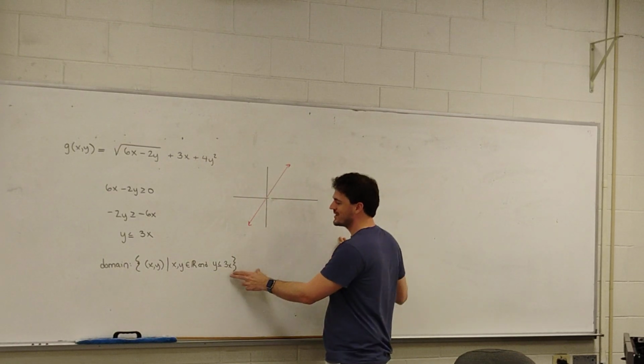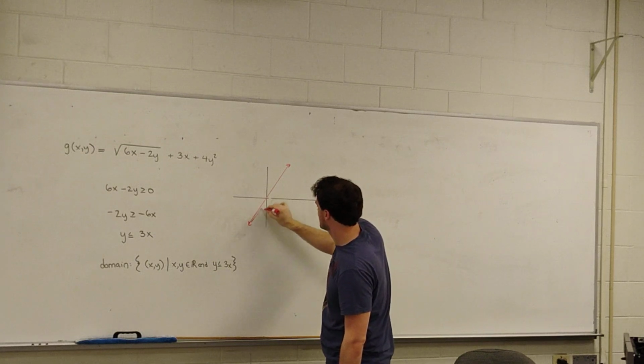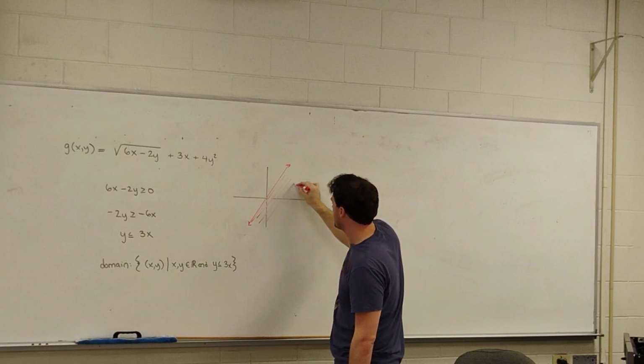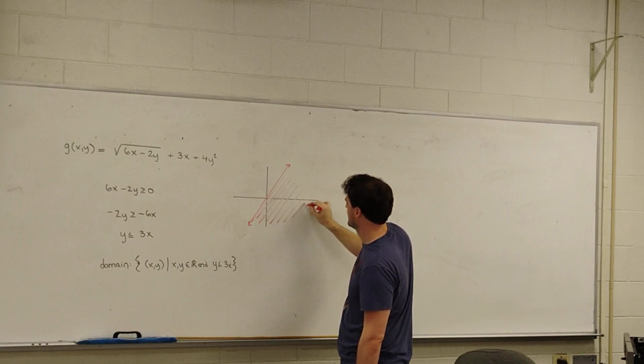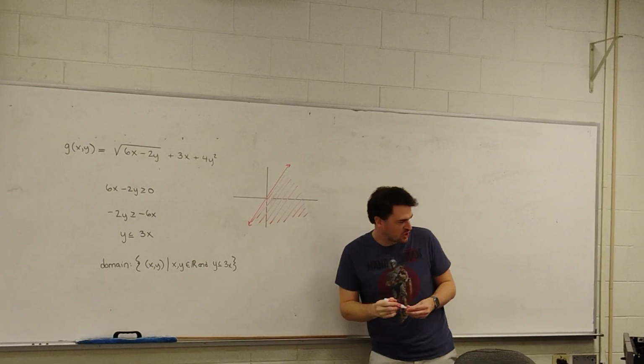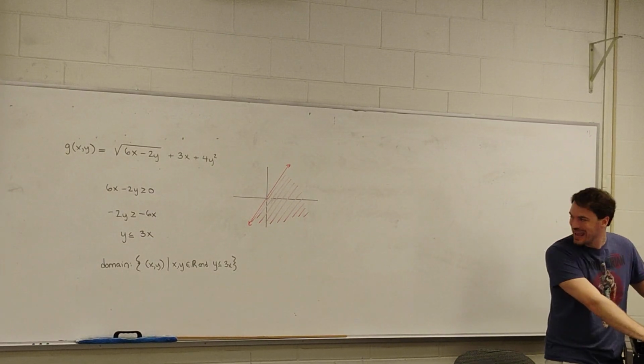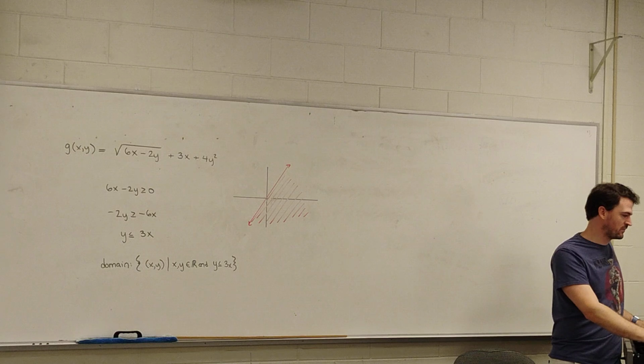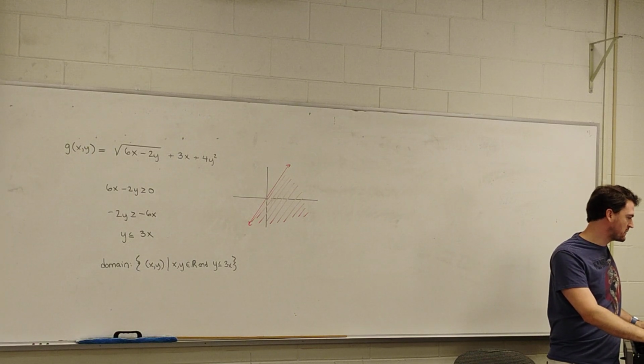If I want y is less than or equal to 3x, I want the line y equals 3x and everything shaded below and including the line. It would be a dashed line if it did not include it.